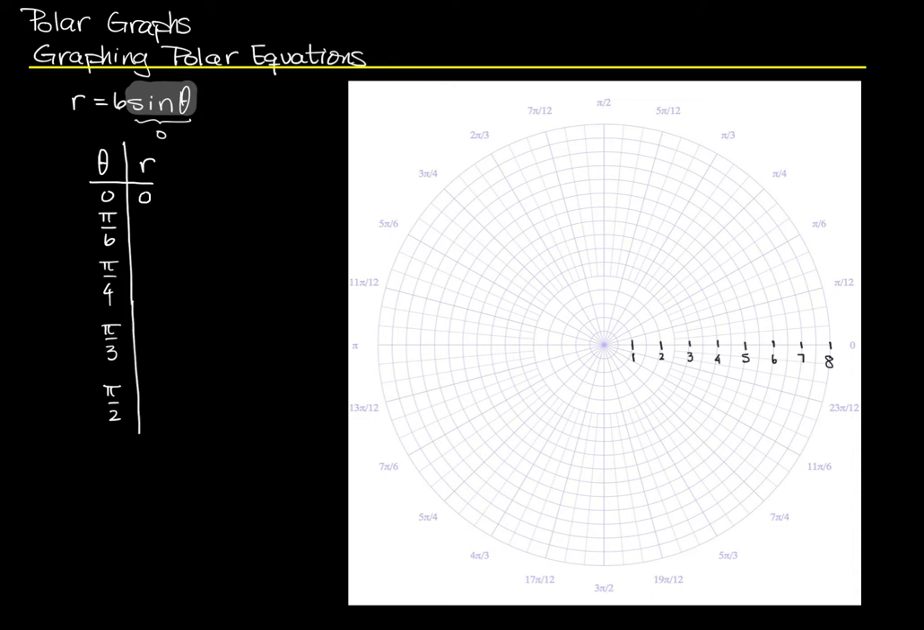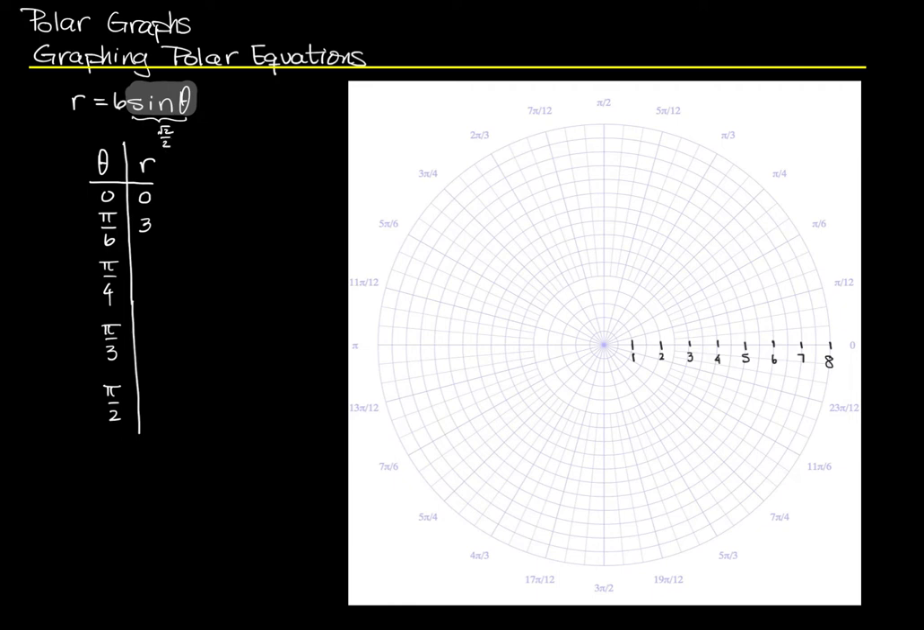All right, now we'll do the same thing for pi over 6. The sine of pi over 6 is a half. So when I plug pi over 6 in here, sine of theta becomes 1/2. Do the arithmetic, 6 times a half, you get 3. So I'll get a 3 there. All right, now I'm going to plug in pi over 4. The sine of pi over 4 is the square root of 2 over 2.